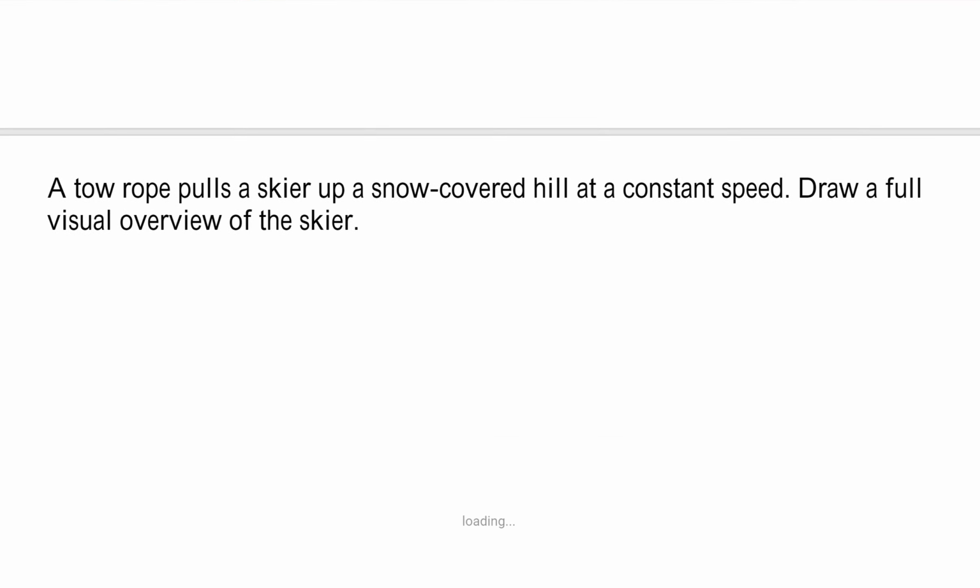Okay, so now we have the popular tow rope pulling a skier up our snow-covered hill at a constant speed. Draw a full visual overview again of the skier. So this is, once again, the motion diagram, the force identification picture, and then the free body diagram. So what does the motion diagram look like for this situation? It should be constant velocity, right? The tow rope is going to pull at a constant speed. So remember though, we're going up a hill, but we're not drawing axes, we're just drawing the motion diagram right now.